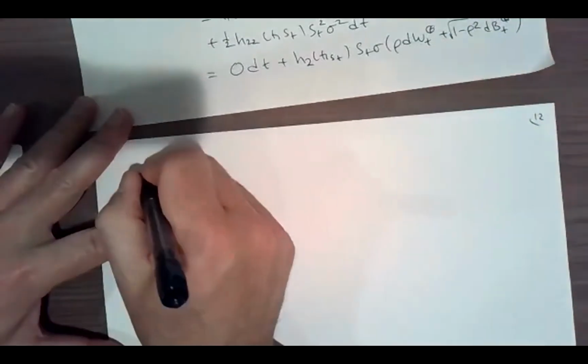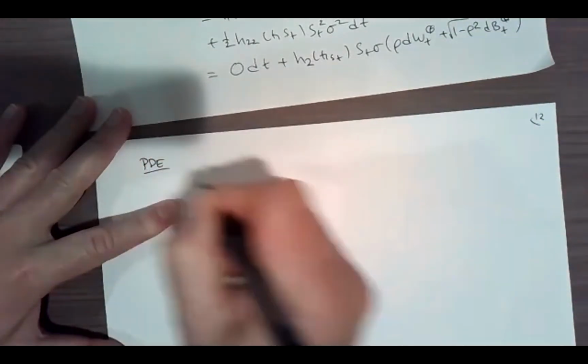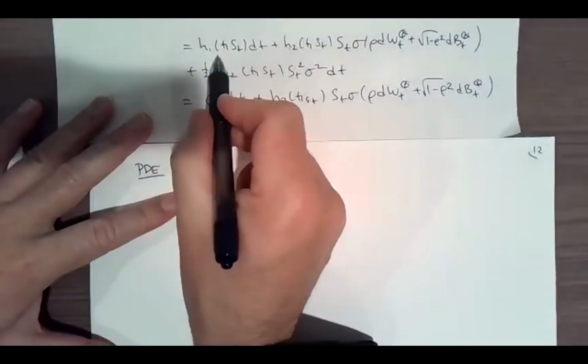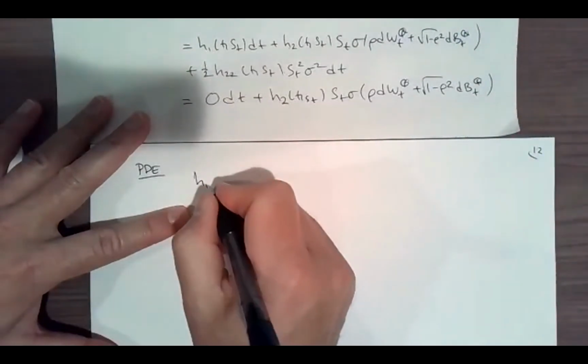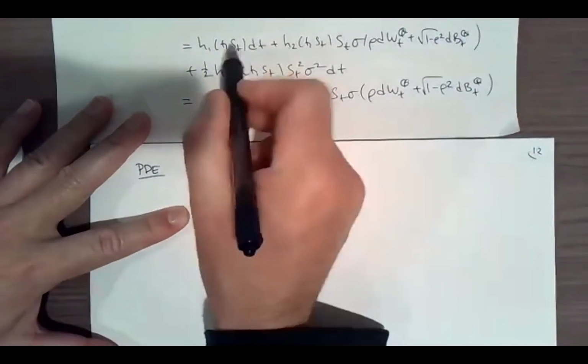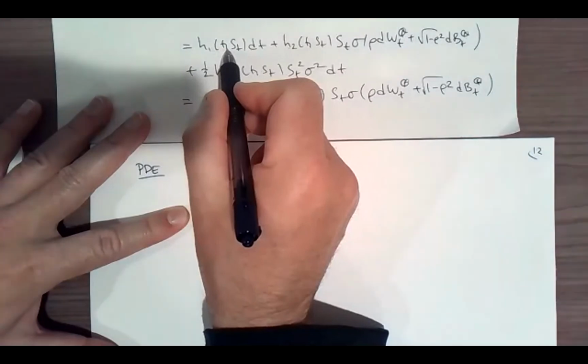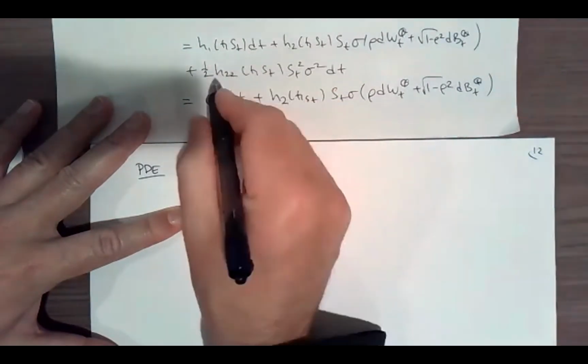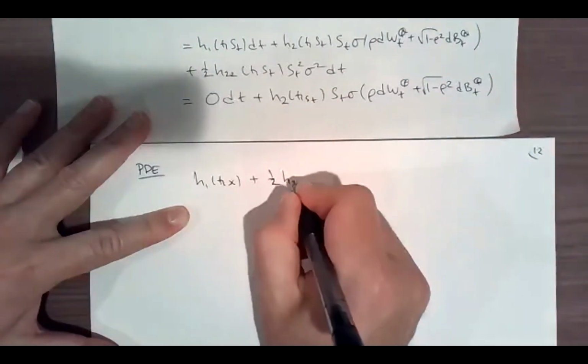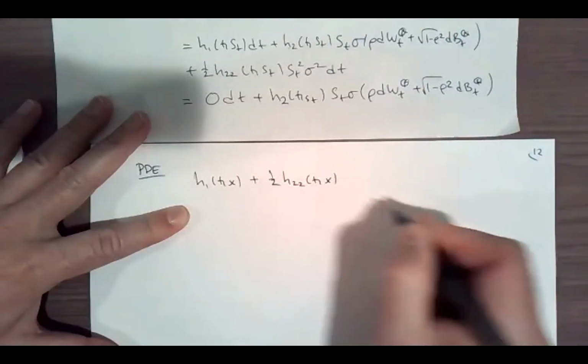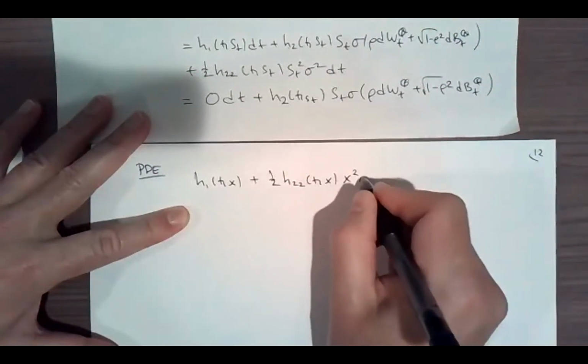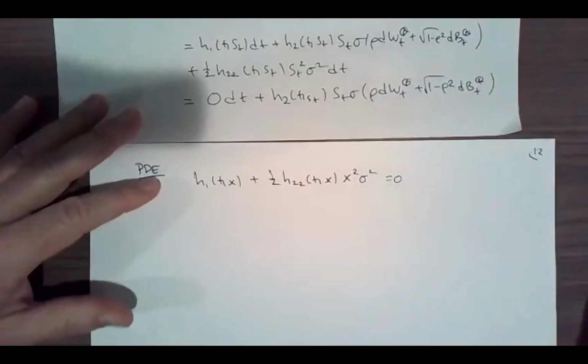We're going to get the PDE. PDE is H1 Tx plus 1/2 H22 Tx x squared sigma squared. This must be 0.